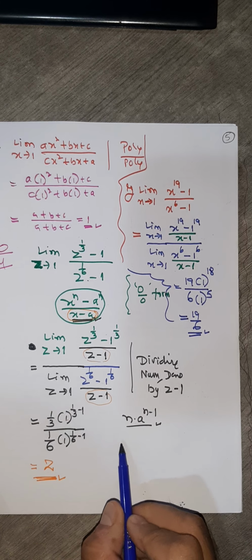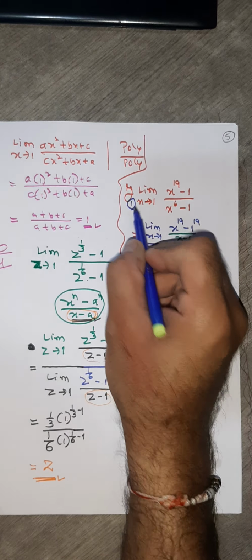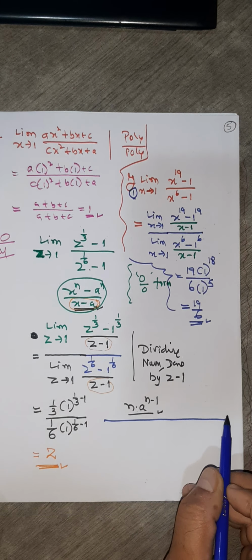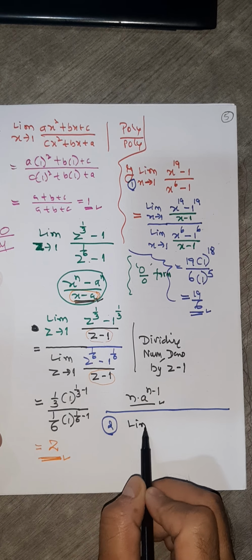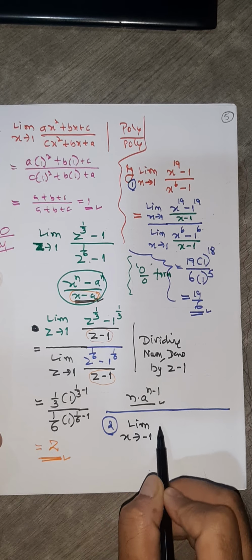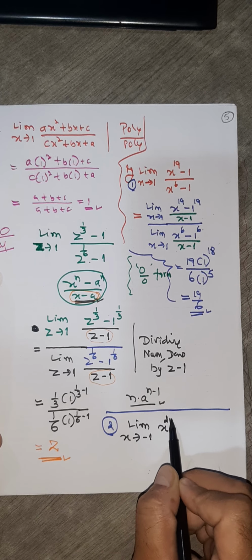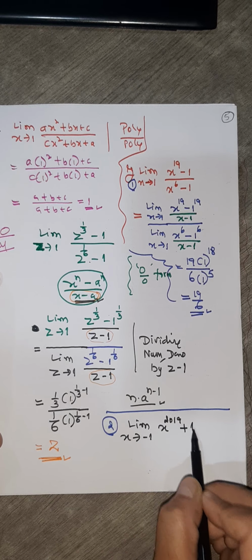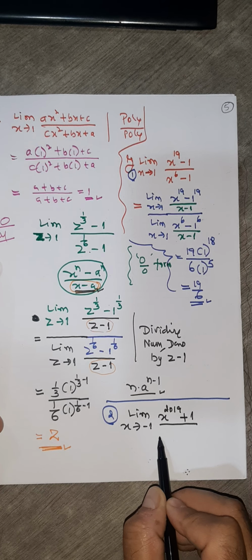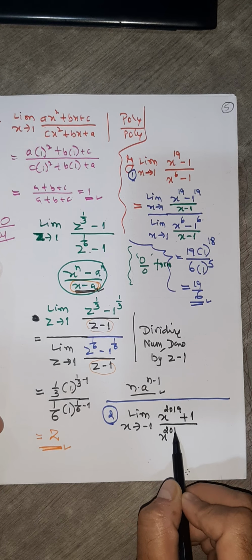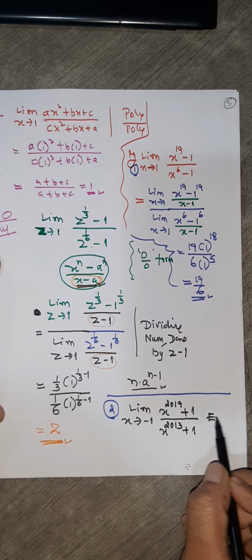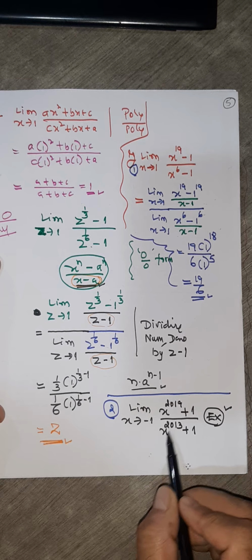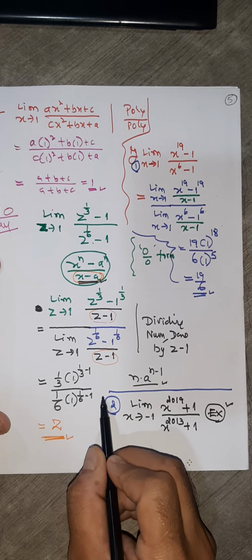Fine. I'll give you one more question. One more here for you. Try yourselves, and you submit it to me when you submit the homework. Limit x tends to minus 1, x raised to 2019 plus 1 upon x raised to 2013 plus 1. Try this. This is for you. It's not a big task. I'm sure you can do it. Right? So this is for you.